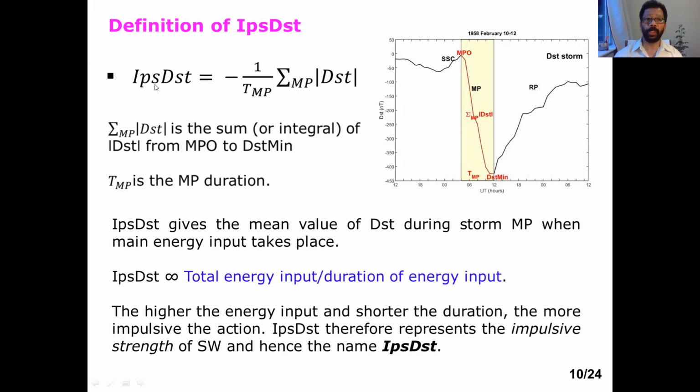That gives the new parameter IPS-DST equal to modulus of DST during the main phase divided by duration of the main phase. Thus, by definition, the new parameter gives the mean value of DST during the storm main phase when main energy input takes place. As you can see, the numerator of the definition corresponds to or proportional to the total energy input, and denominator is the duration of the energy input. So higher the energy input and shorter the duration, the more impulsive its action. IPS-DST therefore represents the impulsive strength of space weather or geomagnetic storms, and hence the name IPS-DST.